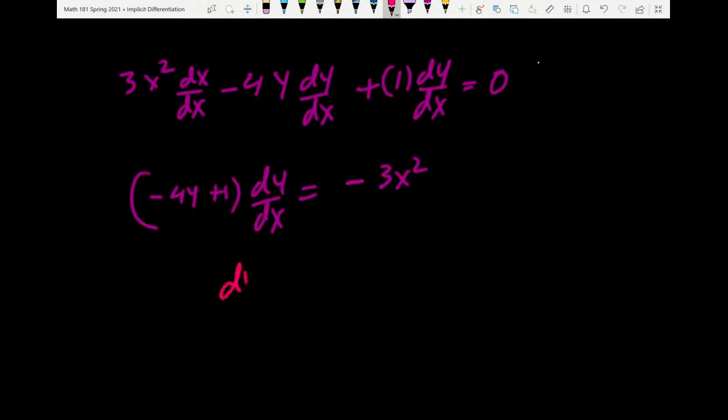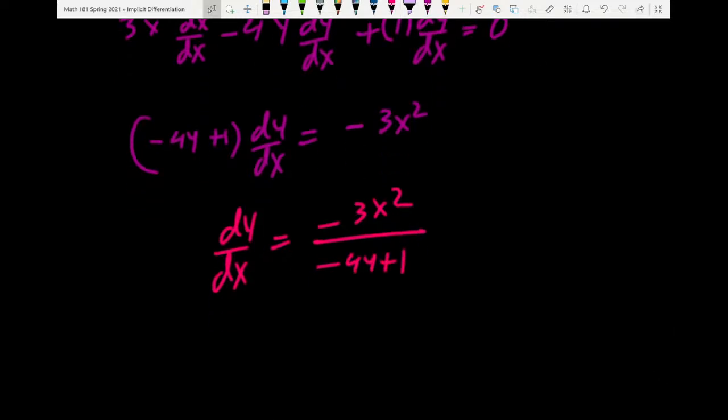Oh Lord. Negative 3x squared over negative 4y plus 1. But I want the problem to look pretty, so I will rewrite it like this. Any question, kids?